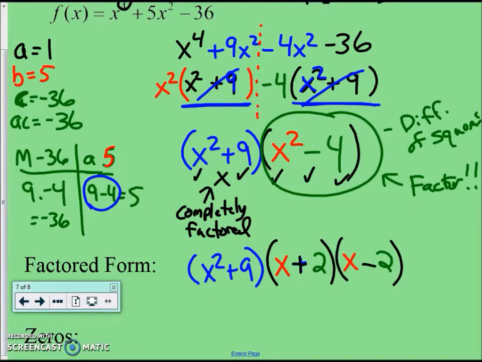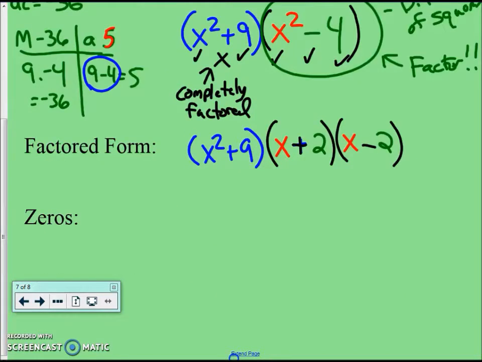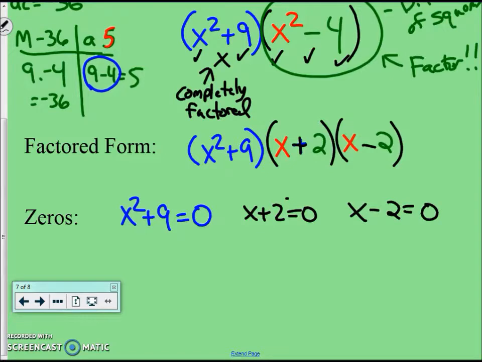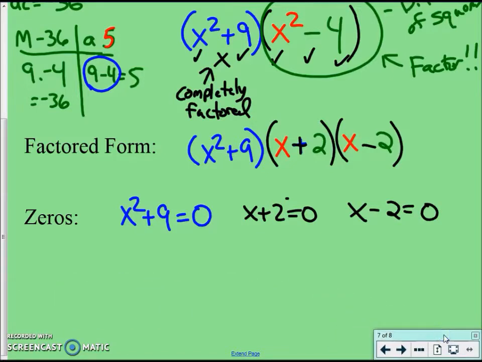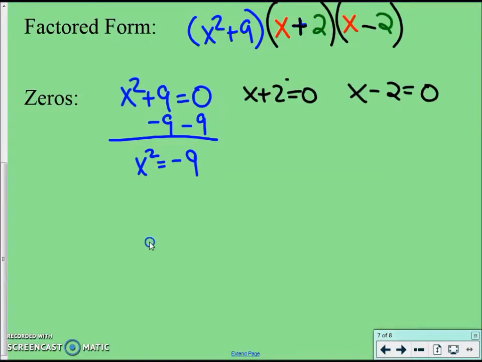Now at this point, we're going to come up with our zeros. So again, to find zeros, I just set each of my factors equal to 0. So x squared plus 9 is equal to 0, x plus 2 is equal to 0, and x minus 2 is equal to 0. Solving for this, I subtract 9 from both sides of my equation. I get x squared is equal to negative 9, which indicates I'm probably going to have imaginary roots. I would then take the square root of both sides, which leaves me with x is equal to plus or minus the square root of negative 9.